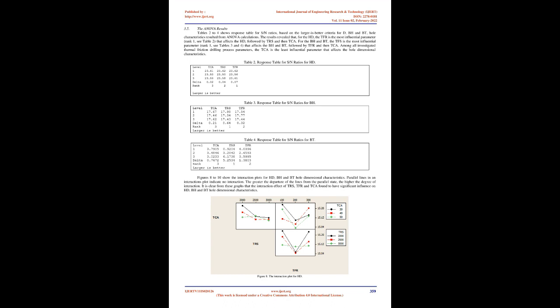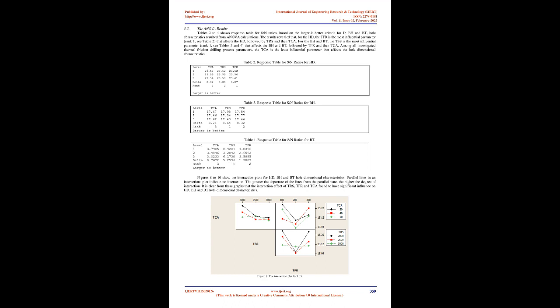Figure 7. Variation of the BT with the TRS at different TCA and TFS of A. 100, B, 200 and C, 300 mm/min.